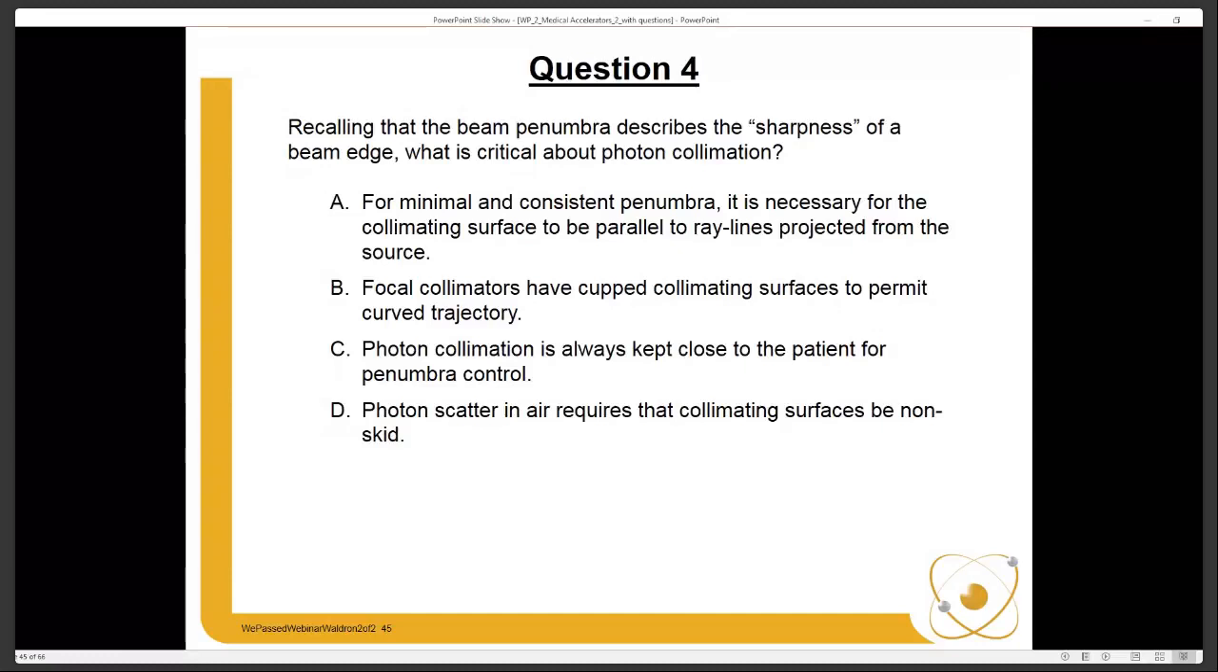Sure thing. So we mentioned beam penumbra and sharpness of a beam edge. So what is critical about a photon collimator with regard to beam penumbra or the beam edge? Is it critical that for minimal and consistent penumbra, it is necessary for the collimating surface to be parallel to ray lines projected from the source? Is it critical that focal collimators have cupped collimating surfaces to prevent a curved trajectory? Is it critical that photon collimation is always kept close to the patient for penumbra control? Or is it critical that photon scatter in air requires that collimating surfaces be non-skid?